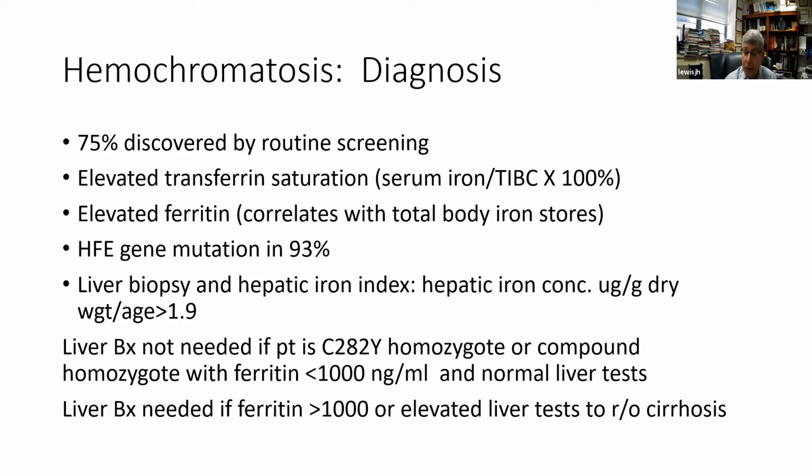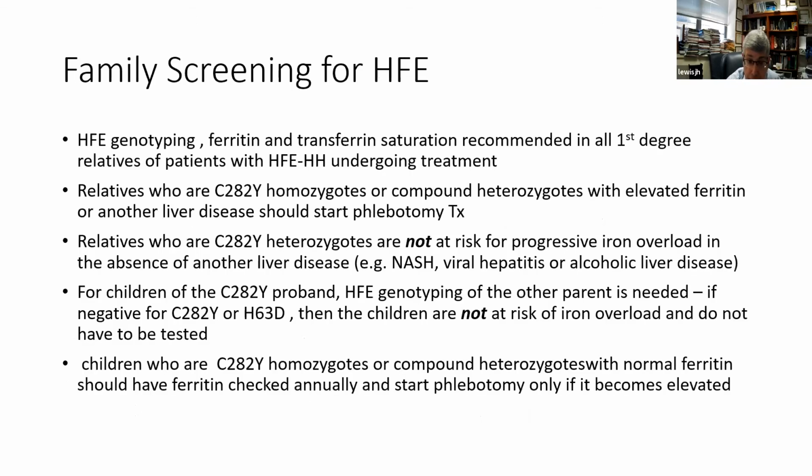Liver biopsy used to be mandatory, but we don't have to do it as much anymore. If it's obvious to you that you've got a homozygote or a compound heterozygote with a ferritin that's on the lower side and normal liver tests, that person has hemochromatosis. We're going to simply start treatment, which is phlebotomy. If their ferritin is very high and you need to rule out cirrhosis and you can't do it non-invasively, then a liver biopsy is important, because if they have cirrhosis, then you have to start screening for liver cancer.